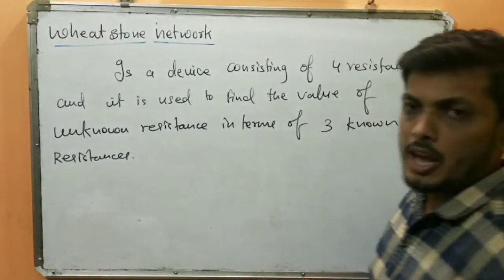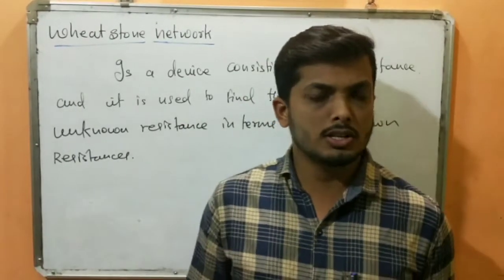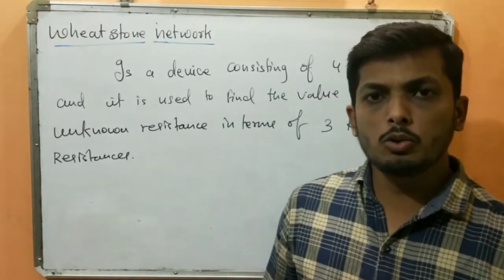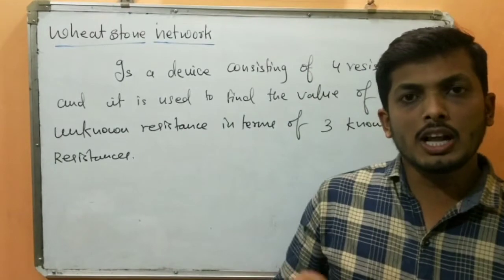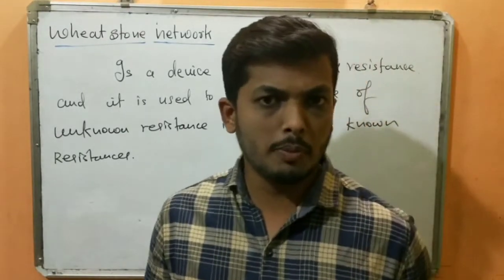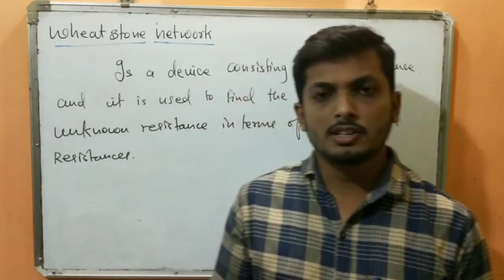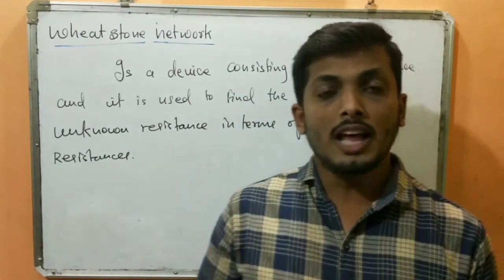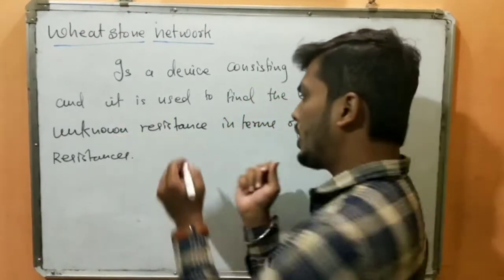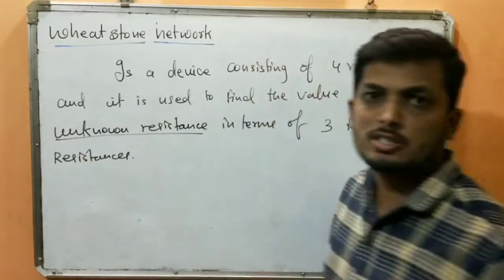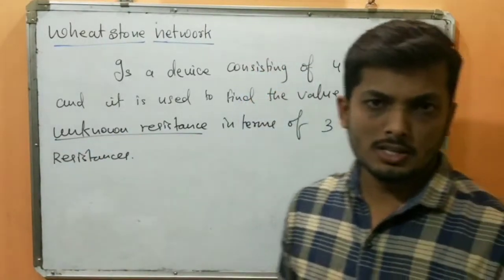Suppose I have 4 resistances and I know the value of only 3. With the help of the Wheatstone network, I can do a certain experiment which we will study in the next class, that is the meter bridge and potentiometer. That will help me know the value of this unknown, 4th resistance.